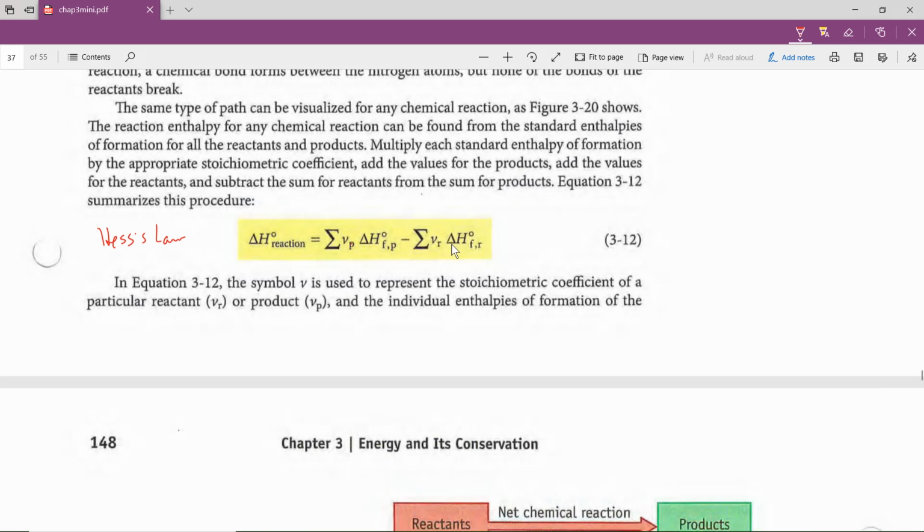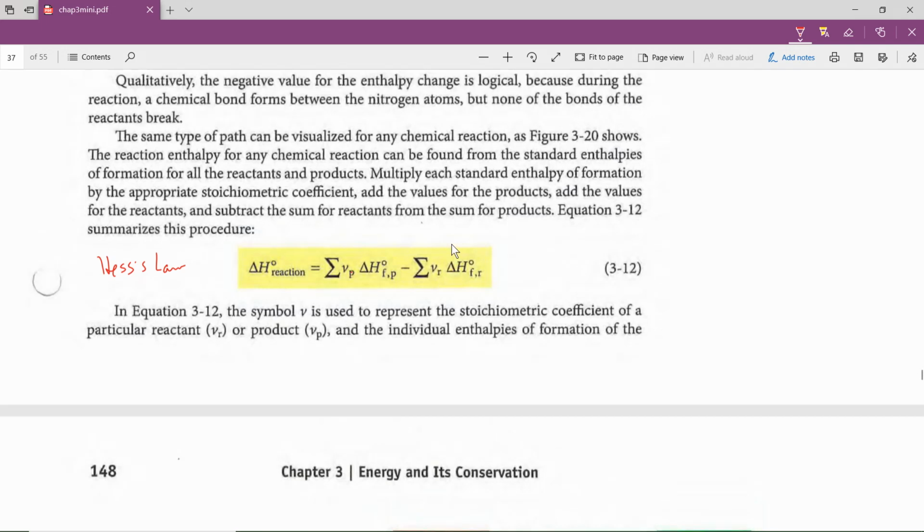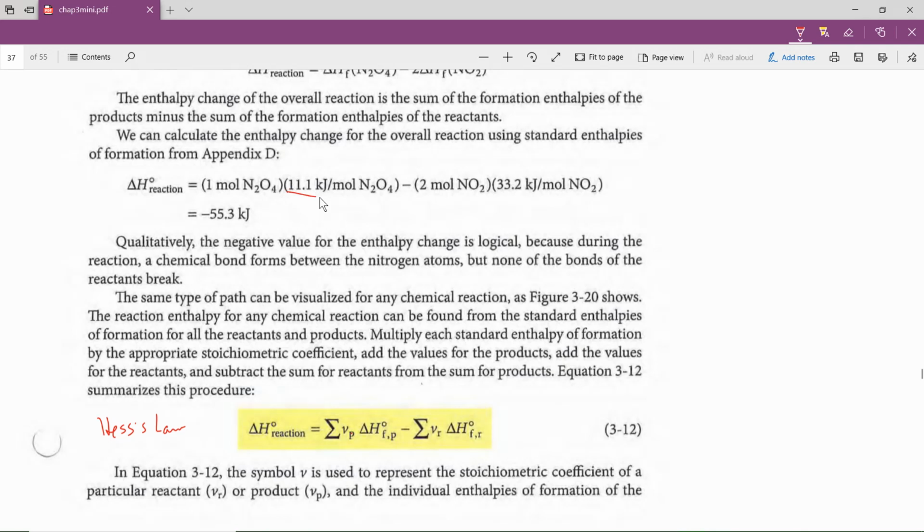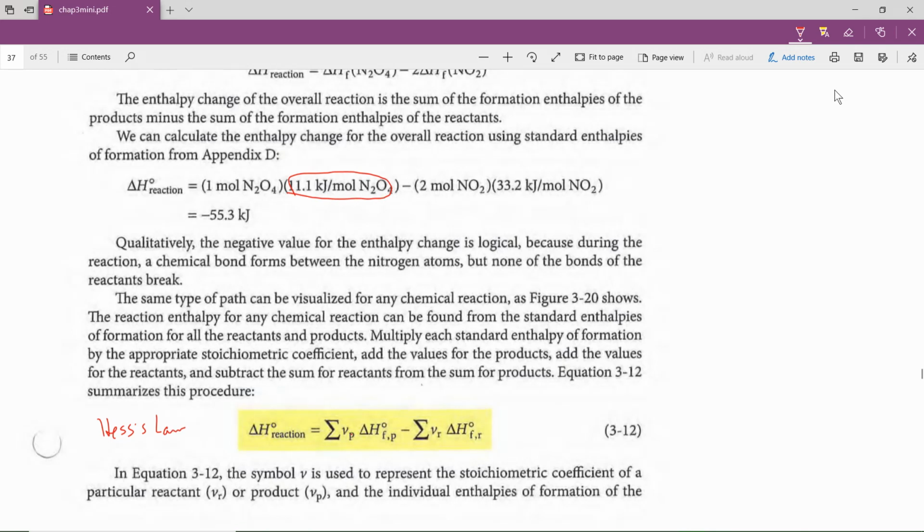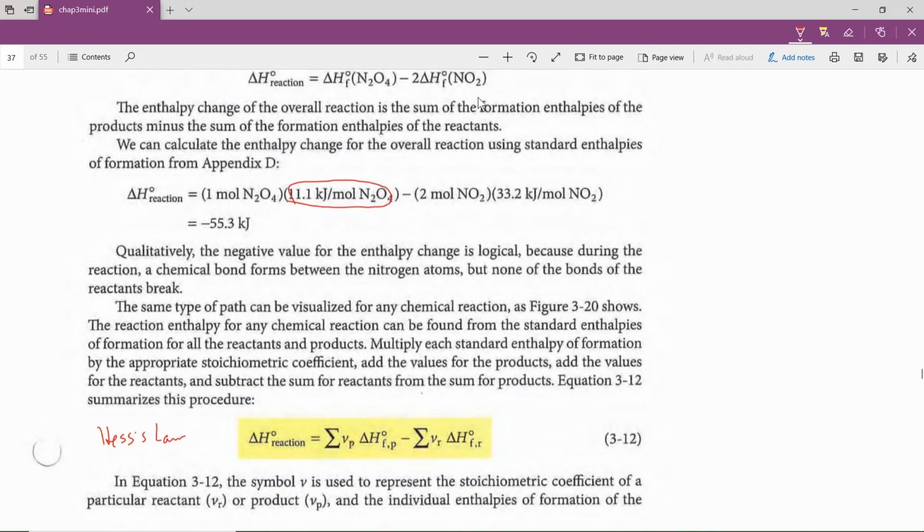So in this example, I would get from Appendix D that N2O4 is 11.1 kilojoules per mole. So there's 1 mole of N2O4 times 11.1 kilojoules per mole, so you get 11.1 kilojoules. And then the reactant side is 2 times the delta H naught of formation of NO2, so 2 times 33.2. So 11.1 minus 66 something, giving minus 55.3 kilojoules. So this reaction is exothermic.